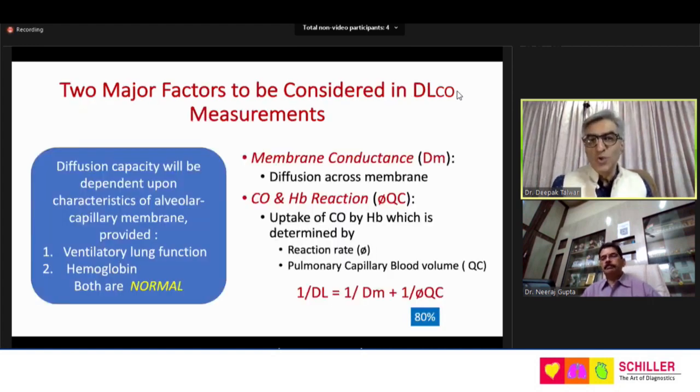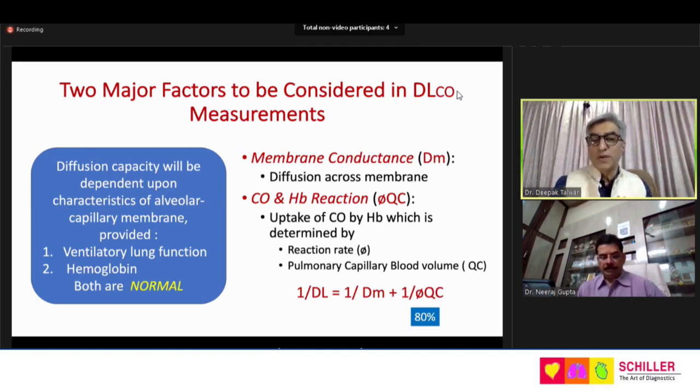So these are the 2 major factors to be considered, and they come in the report itself. The membrane conductance, that is the DM, and the carbon monoxide and hemoglobin reaction, that is theta. And then it is dependent upon the vascular supply or the vascular blood flow. So it is the uptake of carbon monoxide by hemoglobin, which is determined not only by the reaction rate between the carbon monoxide and the blood, but also on the pulmonary capillary blood volume.